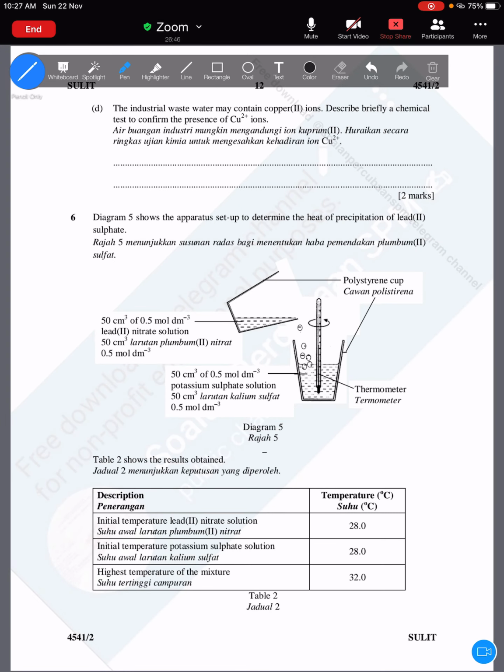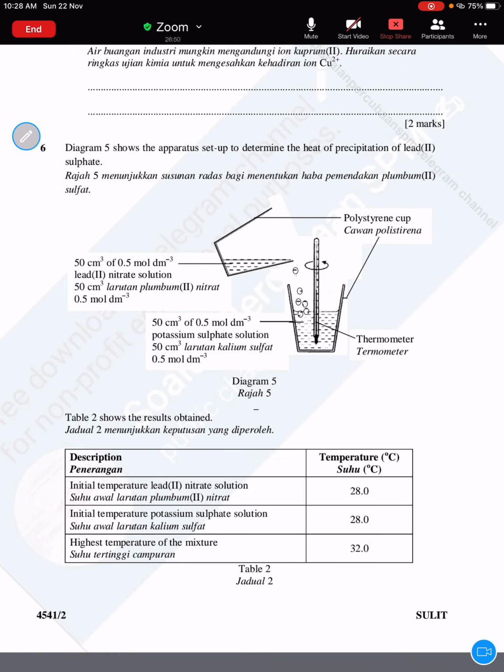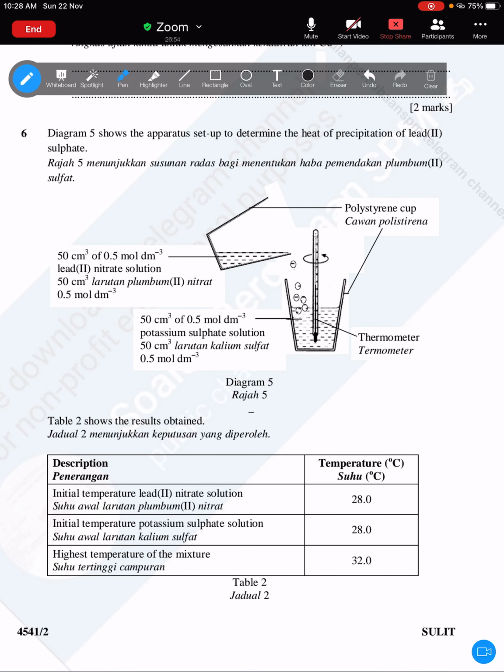Jom kita tengok soalannya sekarang. Okay, now we go back to the question. That is just a revision base. Okay, let's look over here. Diagram 5 shows the apparatus set up to determine the heat of precipitation.